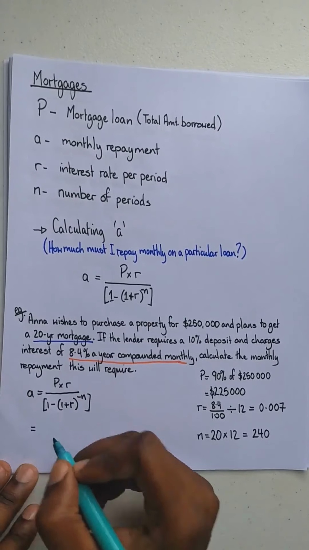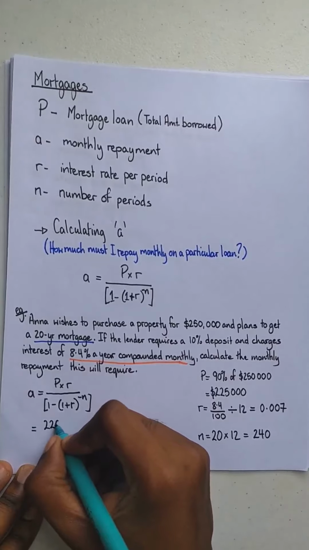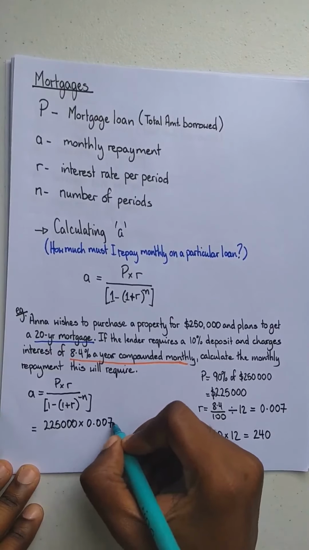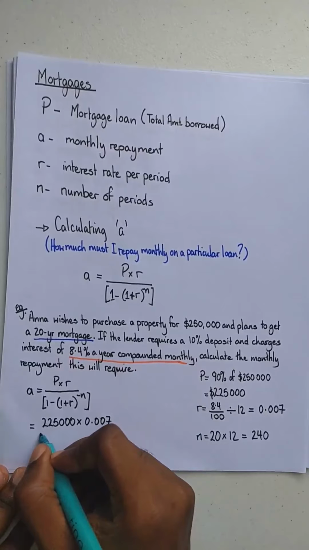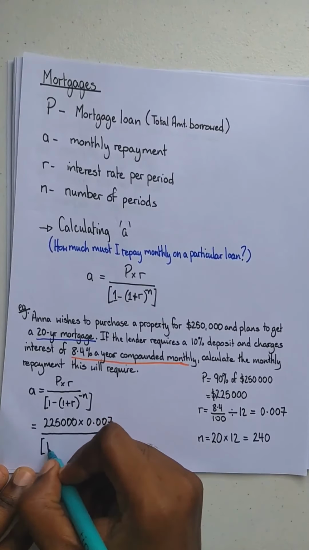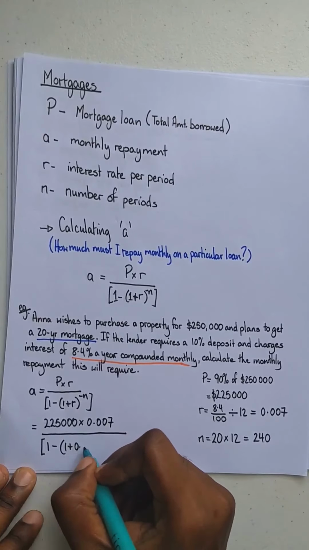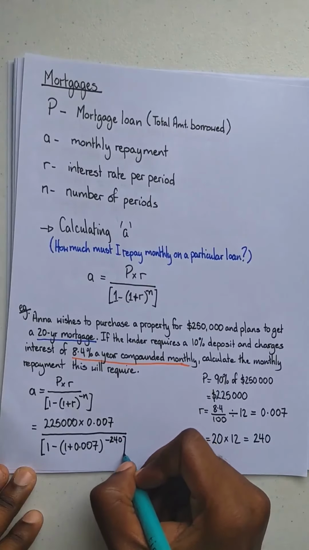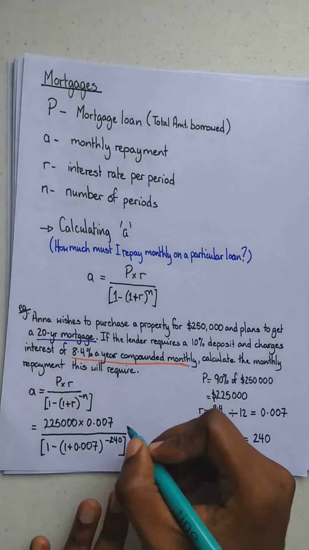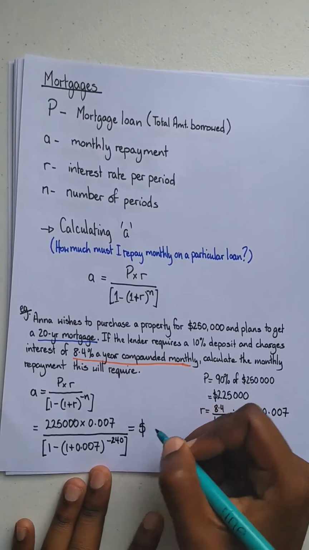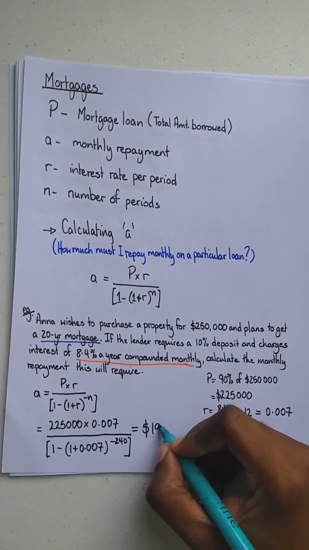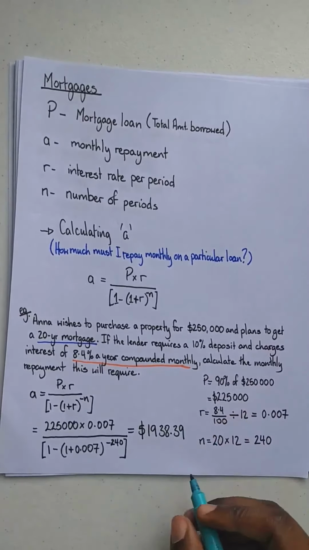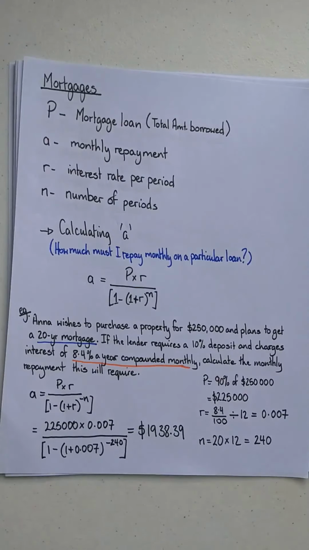Now we can input these values into our formula. 225,000 multiplied by R, which is 0.007, all divided by 1 minus 1 plus 0.007 raised to the negative 240. $1,938.39 is the monthly repayment required for such a mortgage loan.